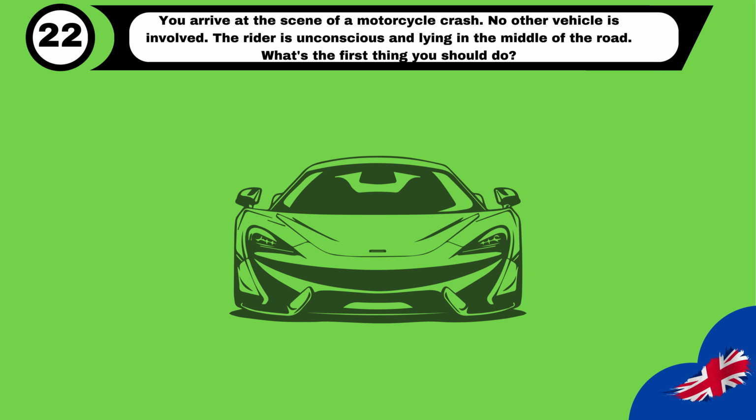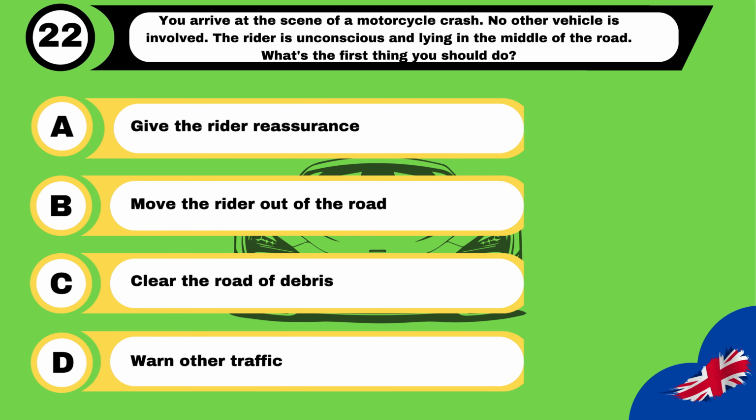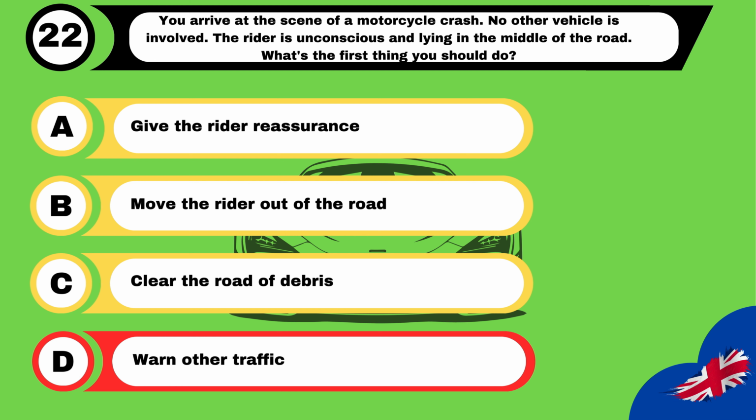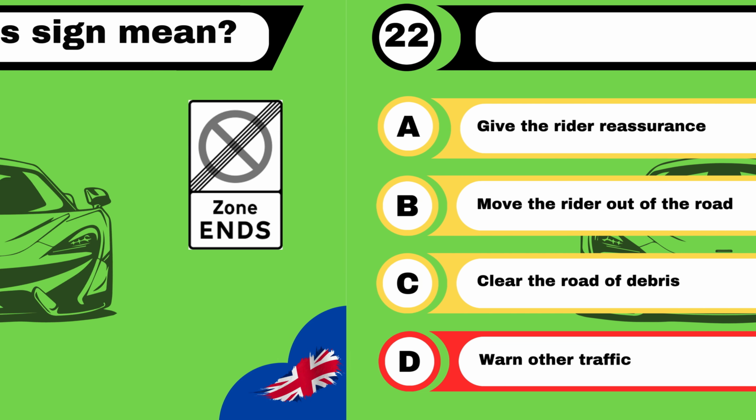Question 22. You arrive at the scene of a motorcycle crash. No other vehicle is involved. The rider is unconscious and lying in the middle of the road. What's the first thing you should do? A. Give the rider reassurance. B. Move the rider out of the road. C. Clear the road of debris. D. Warn other traffic. The answer is D. Warn other traffic.